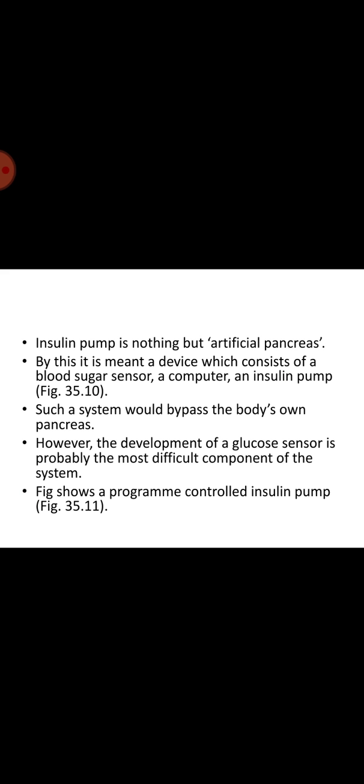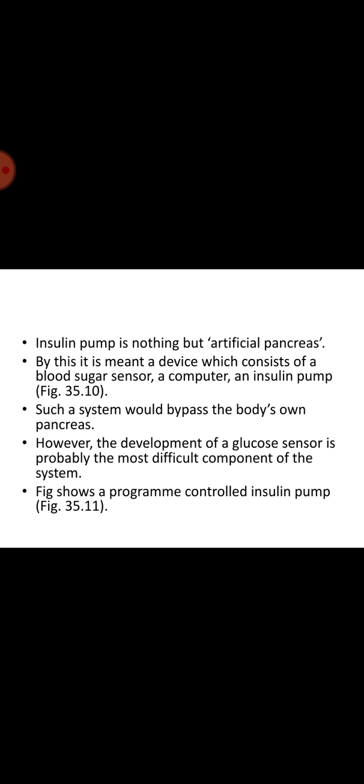Insulin pump is nothing but an artificial pancreas. By this, it is meant that a device which consists of a blood sugar sensor, a computer, and an insulin pump, and such a system would bypass the body's own pancreas. However, the development of the glucose sensor is probably the most difficult component of the system.